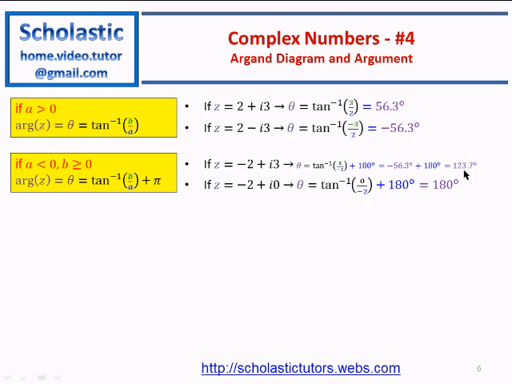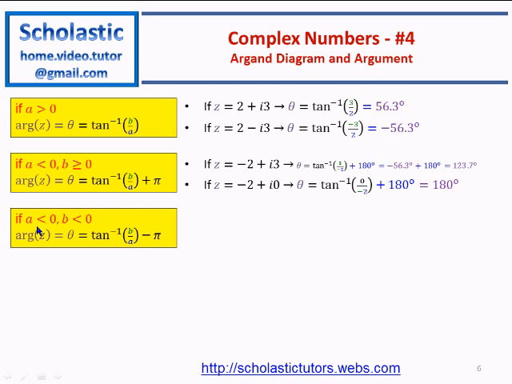And b can be 0 in this particular case, z equal to negative 2 plus i0. Then the angle is tan inverse b over a, b is 0. So the value here will be 0 plus 180 degrees. The answer is 180 degrees.